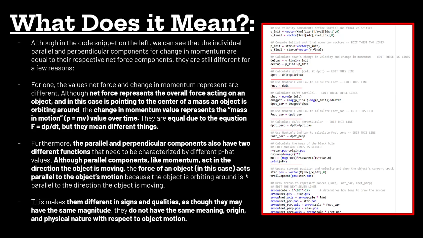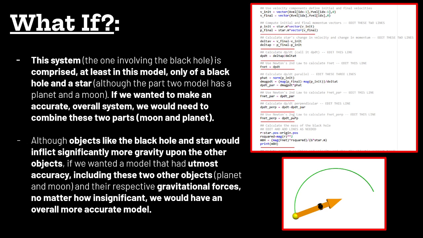Furthermore, the parallel and perpendicular components also have two different functions. Although parallel components like momentum act in the direction the object is moving, the force in this case acts perpendicular, because you have a planet here, you have an object here, and it's going to be perpendicular to how it's moving because it's moving this way, force is this way. This makes them different in sign and inequalities even though they have the same magnitude.